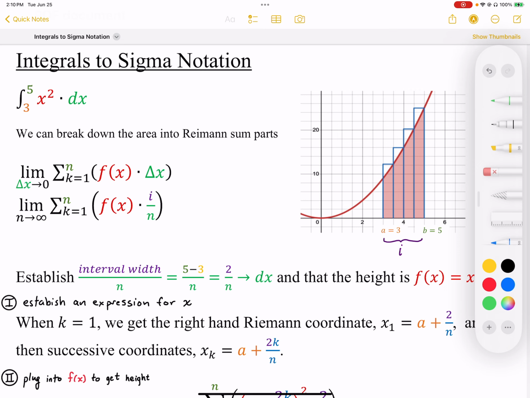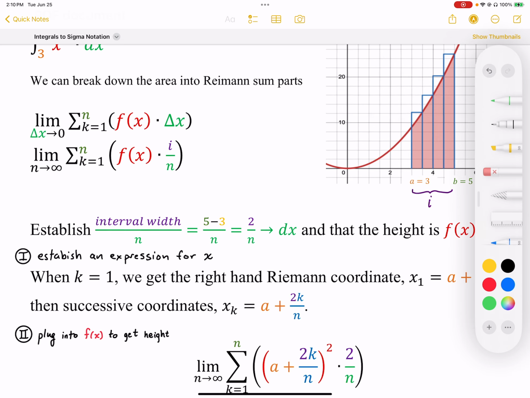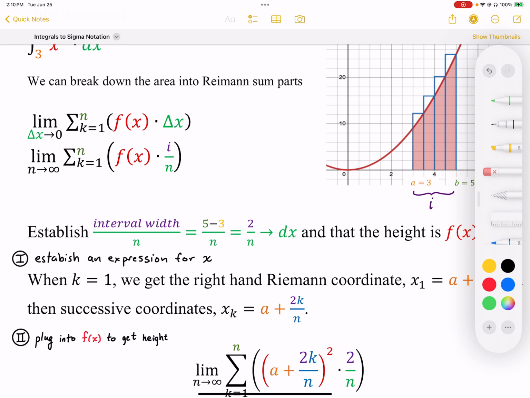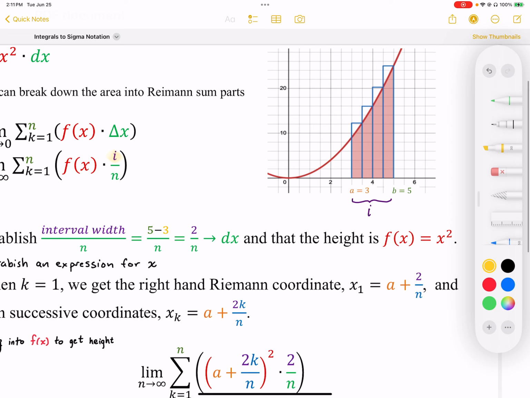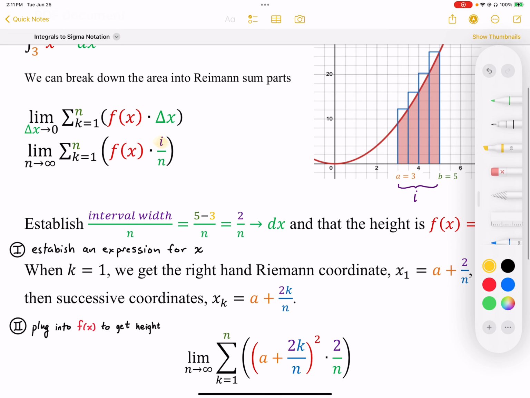So how are we going to do this? The first thing we're going to do is establish the interval width, which helps us establish delta x. So we want to come up with our delta x expression. To do that, we're going to work out our interval width, which we're going to call I. In this case, our interval width is from 3 to 5. So to get the delta x, I'm going to do 5 minus 3 to get my interval width of 2 and divide it by n.